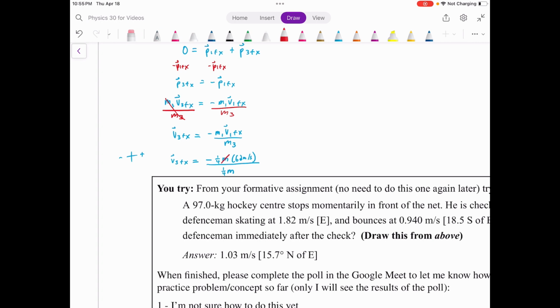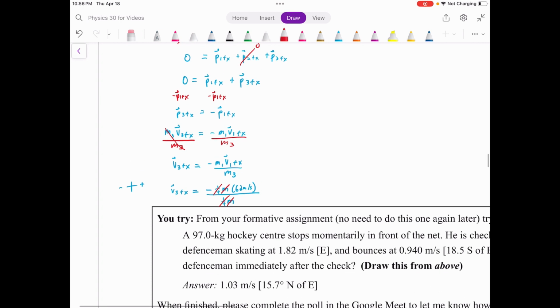So we don't need to know what the actual mass was, we just need to know how big they are relative to each other. So 1/4 of the mass divided by 1/4 of the mass is just 1. Those cancel each other out. So velocity 3 final's x component is actually just negative 62 meters per second, right?